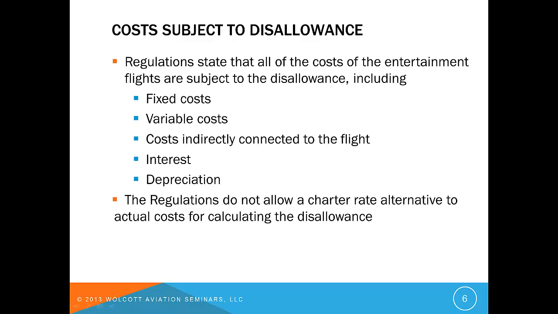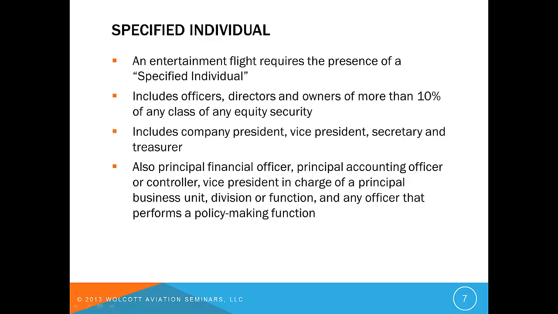Regulations state that all of the costs of the entertainment flights are subject to the disallowance, including fixed costs, variable costs, costs that are only indirectly related to the flight, interest expense, and depreciation. And note that the regulations do not allow a charter rate alternative or industry statistics for the across-the-board general cost to operate an aircraft as an alternative for calculating the disallowance. You must use your actual company operating numbers, costs, expenses, and depreciation.